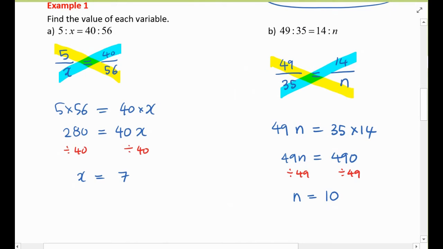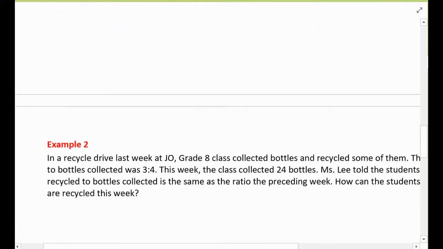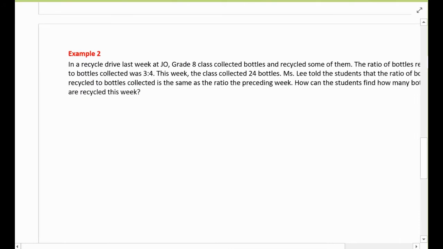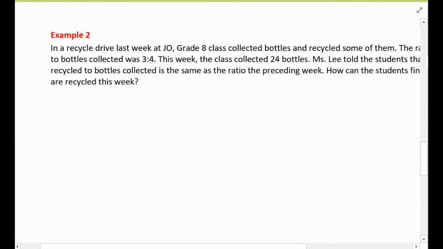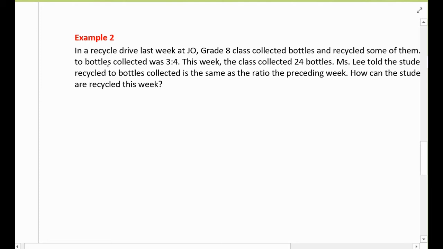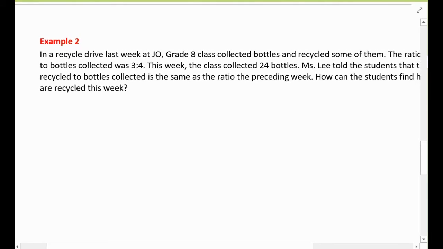So we learned how to use cross multiplication. And we can use this technique to find answers to ratio problems like this. In a recycle drive last week at JO, the grade 8 class collected bottles and recycled some of them. The ratio of bottles recycled to bottles collected was 3 to 4.